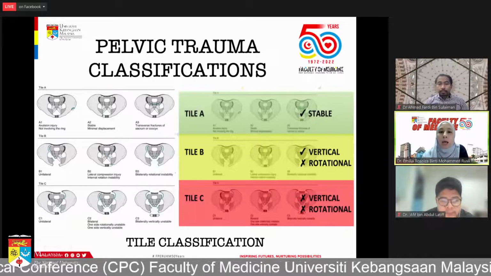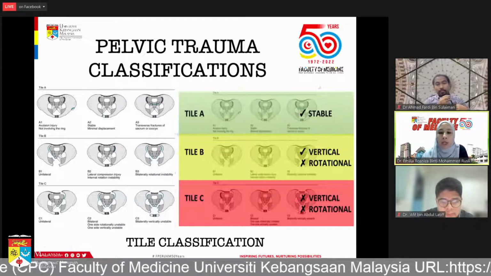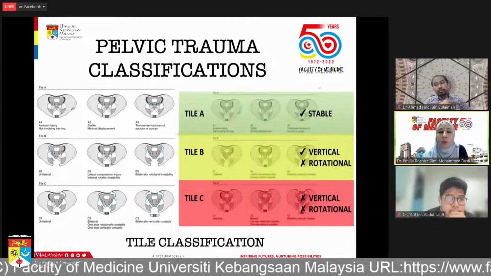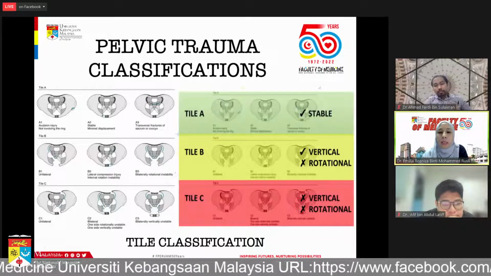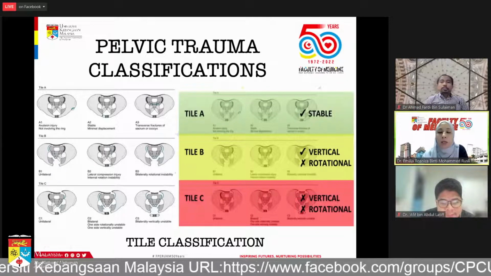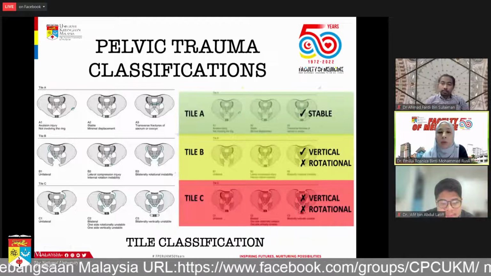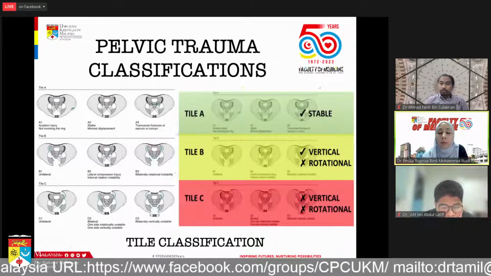Fractures. But the most commonly used are the Tile classification as well as Young and Burgess. So let's have a look at the Tile classification first. Basically, it shows the stability of the fracture, the grading of the fracture based on its stability, and it will prognosticate the patient's type of fracture.